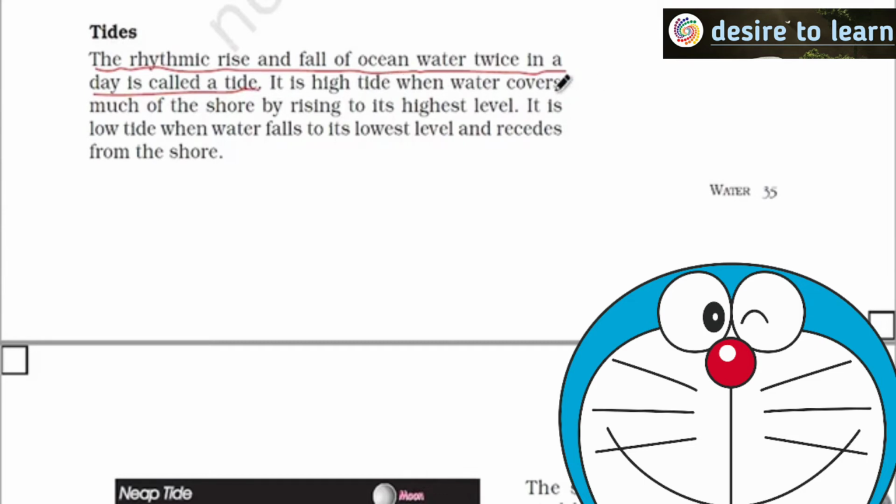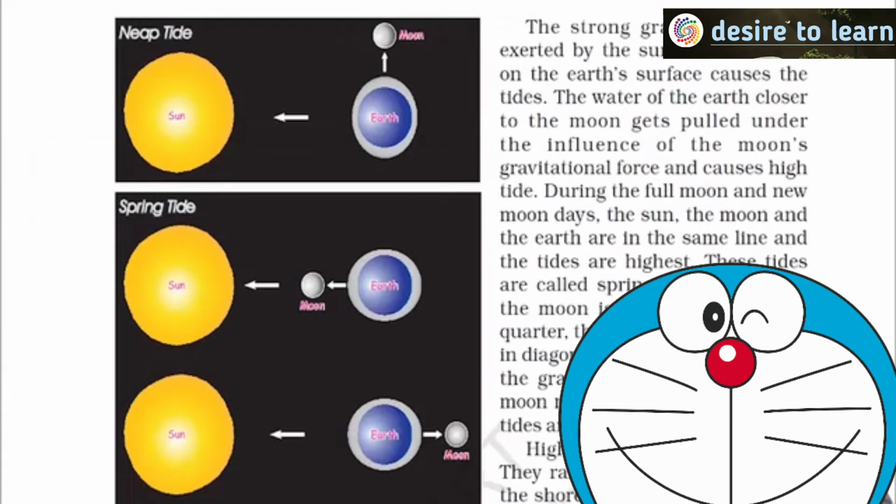It is high tide when water covers much of the shore by rising to its highest level, and low tide when it is farthest from the shoreline. And I have told you the strong gravitational pull of sun and moon are the major cause for the tide formation. UPSC has already asked this question. What is the reason for the formation of tide? 1. Gravitational pull of the earth, gravitational pull of the moon, gravitational pull of the sun. Everything is important. Centripetal force, centrifugal force, all this comes into picture. So, it is the gravitational pull exerted by sun and moon which is important for the formation of tide.